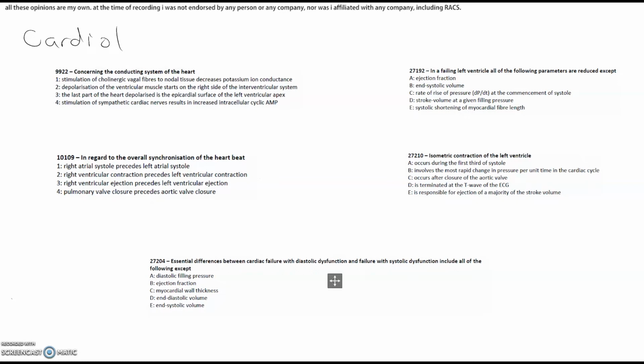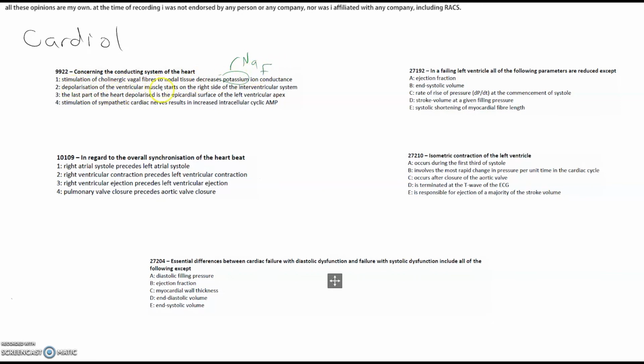So, concerning the conducting system of the heart, stimulation of cholinergic vagal fibers to nodal tissue decreases potassium ion conductance. Now you should know that it's not potassium ions that determine conductance, it is sodium ions. So even if you don't know whether it's cholinergic vagal fibers that innervate the nodal tissue, by knowing that it's sodium ions that determine conductance, we know that this answer becomes false.